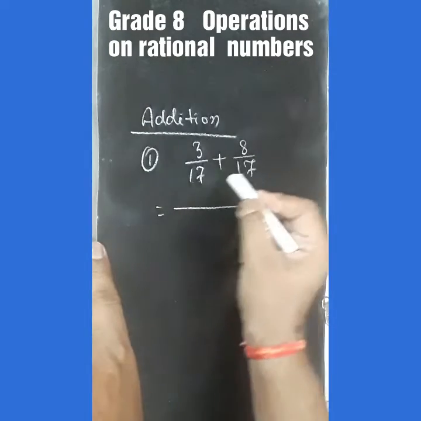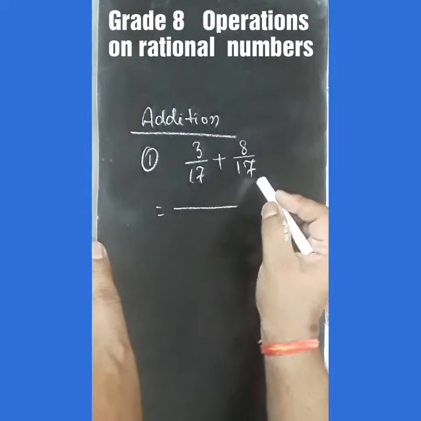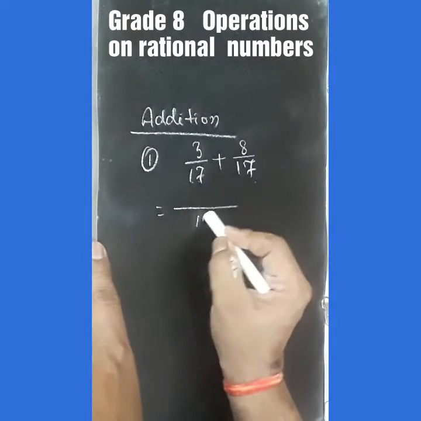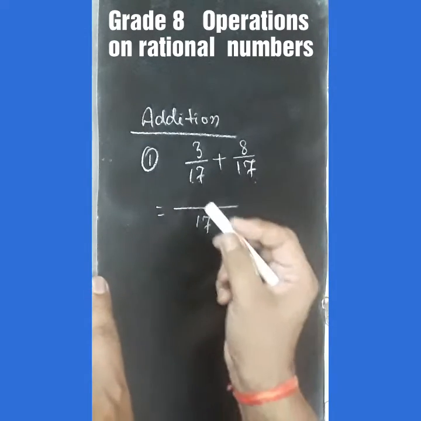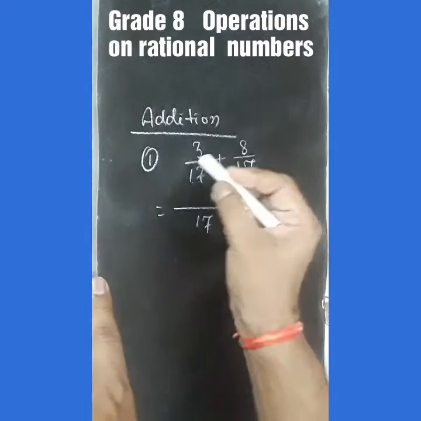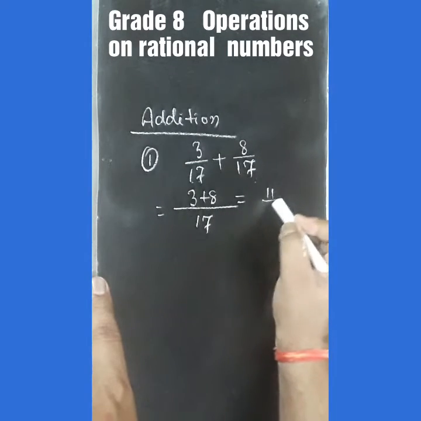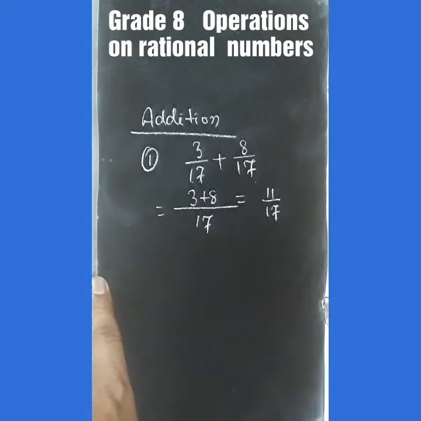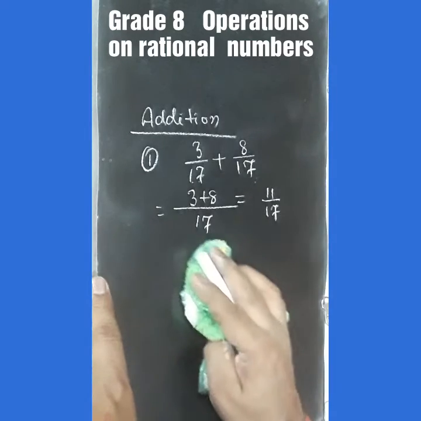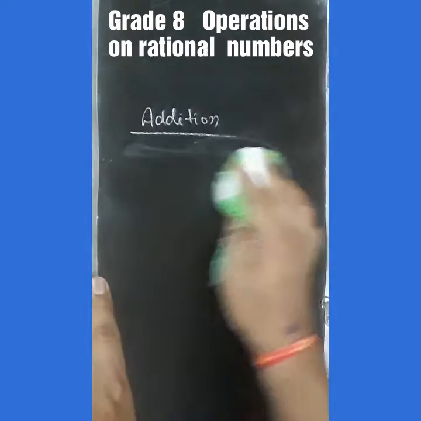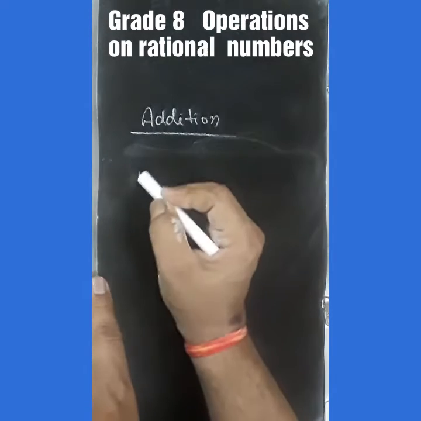We have the same denominator here, so there is no need to take the LCM. Simply we will write 17, that is the common denominator, and now we will add their numerators. 3 plus 8, we get 11 upon 17. If the numerator is greater, we will write it as a mixed number. Now we are going to take another example.